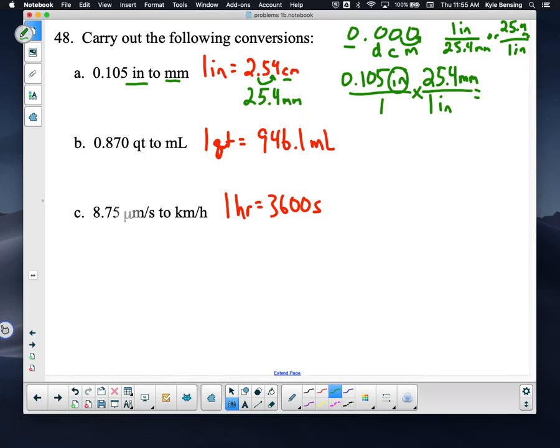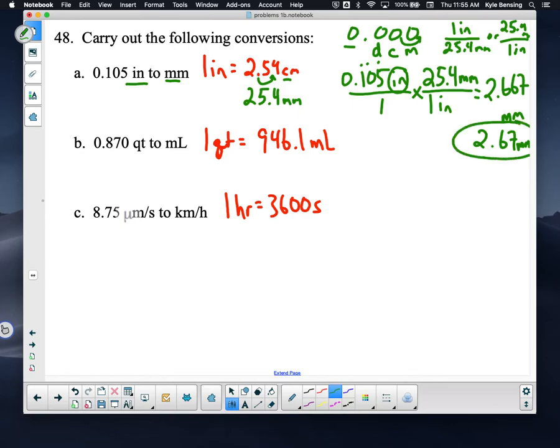Then I multiply these two across the top. 0.105 times 25.4 equals 2.667, and that will be in millimeters. Notice I start off with 3 significant figures, so I round this one off to 2.67 millimeters, and there's my answer.